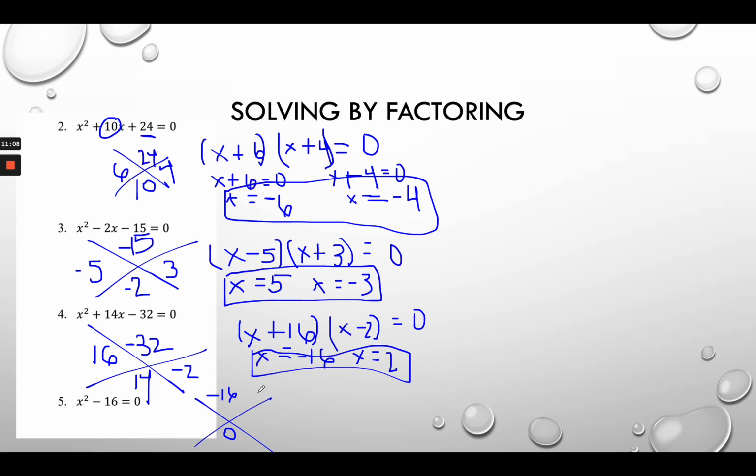So in this case, we have negative 16. So we're going to have a negative 4 and 4, because negative 4 times 4 is negative 16, and negative 4 plus 4 is 0. So x minus 4 times x plus 4 equals 0. So if we were to split these up and solve for x, we'd get x is equal to 4 and x is equal to negative 4.